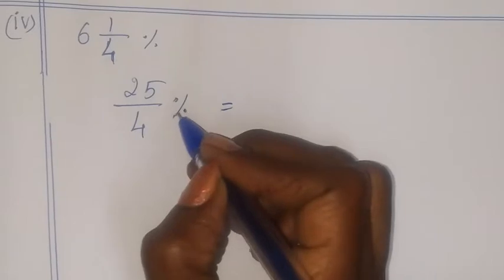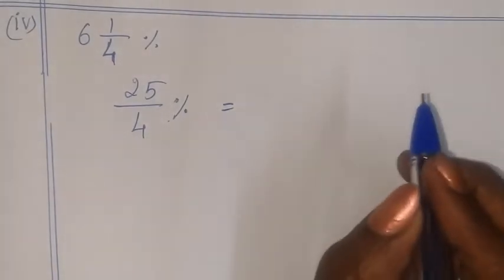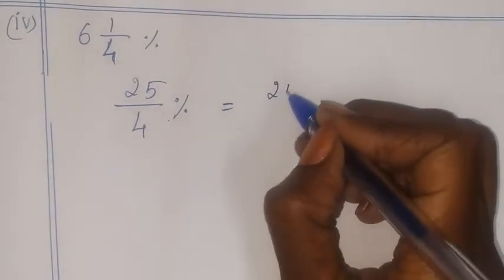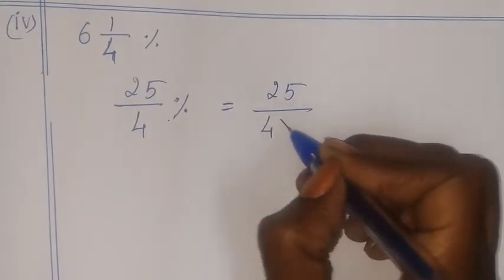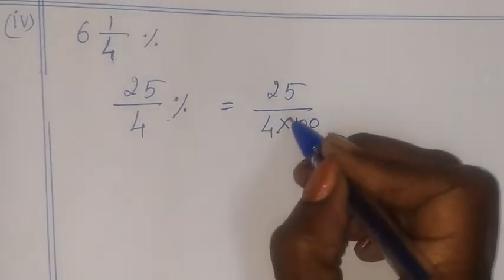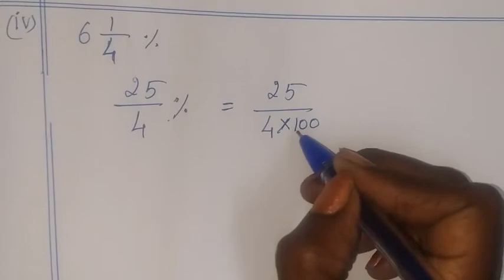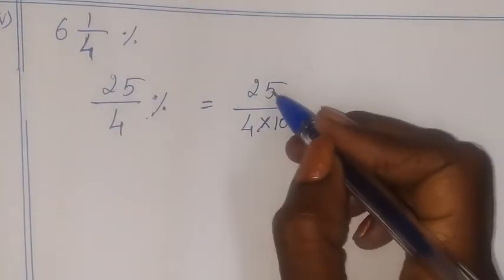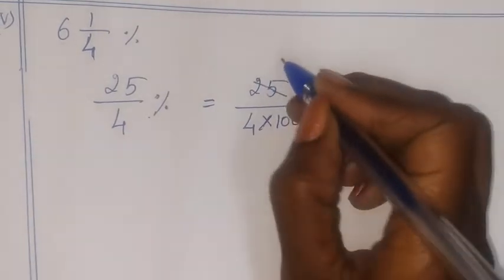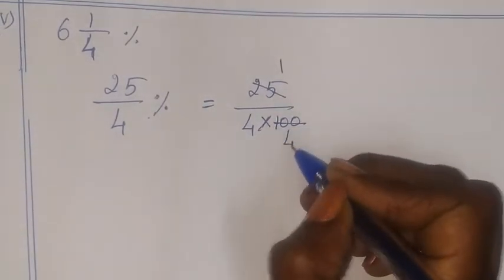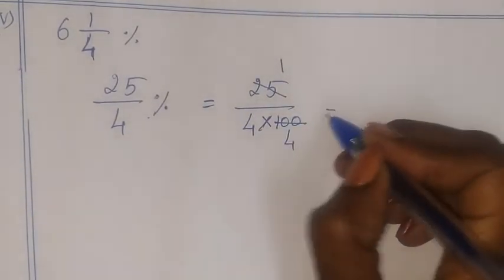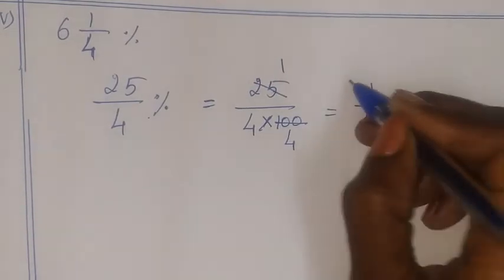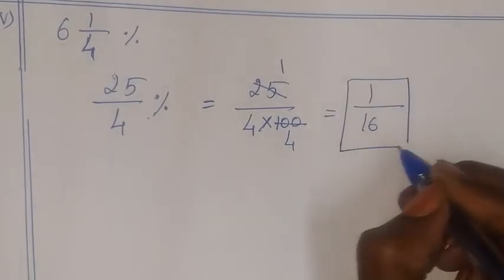Now to convert this percentage to fraction form, we have to divide it by 100. So 25 by 4, and in the denominator you have to write 100. We are dividing it by 100, so the 100 should be written in the denominator. Now we can simplify it. 25 and 100 will go in the 25 table. 25 1s are 25, 25 4s are 100. So this is equal to 1 by 16, our answer in the simplest form.